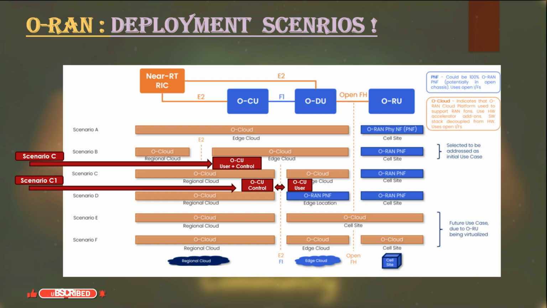Here we have one more similar option with a little tweak, called option C1. Here the centralized unit is divided into two parts. One is for the control plane and another is for the data plane. The user plane is kept at the edge cloud so that latency can be kept low for the services, and the control plane functionalities are kept at the regional cloud.